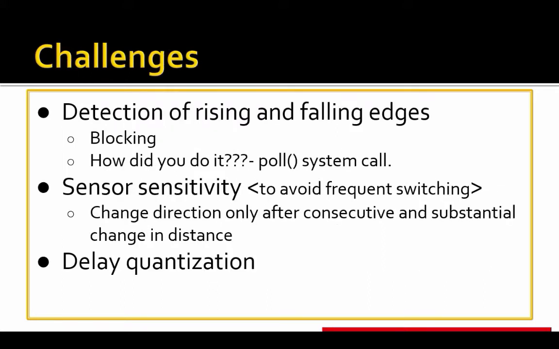Some challenges faced in this task: detection of rising and falling edges for nearer objects. As advised by the professor, the work consumed in between detection of two edges was minimized, so that for nearer objects also we could detect both edges. The next was sensor sensitivity. To avoid frequent switching in direction, direction was changed only when a consecutive and substantial change in distance was detected. And the next is the delay quantization, in which a lower and upper limit was set and distance was linearly mapped in between. So the speed of the dog was varied according to that.